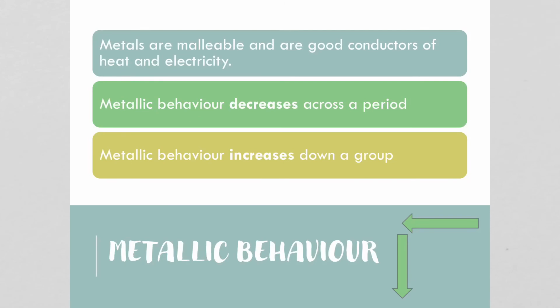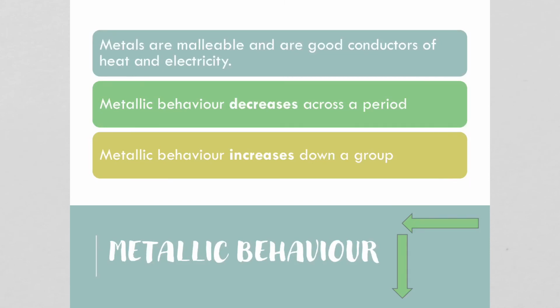So metallic behavior. So as we know, metals are malleable, and they're good conductors of heat and electricity. We've learned that in grade 9, grade 10, and again this year. But depending on where a metal is found on the periodic table, they will have different amounts of malleability and conductivity and so on. So not all metals are as metal as other metals.